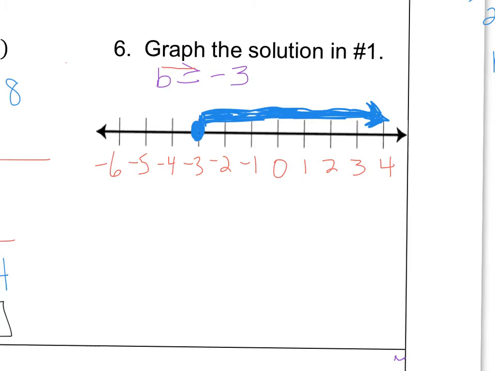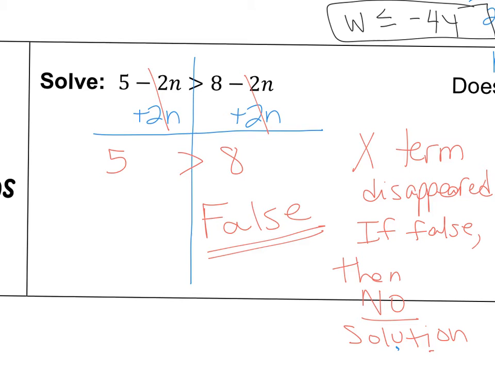Okay, something interesting is going to happen on number 5. I want you to go ahead and solve it and see if you can figure out what interesting thing happened. Okay, so it was pretty simple. When you started to collect all your variables on one side, the n's disappeared. And once they disappeared, you were left with 5 is greater than 8, which is a false statement. So just like we had when we were working with equations, if we lose our variables, then we either have no solution if it's false or infinite solutions if it's true. In this case, it was false, so there was no solution.